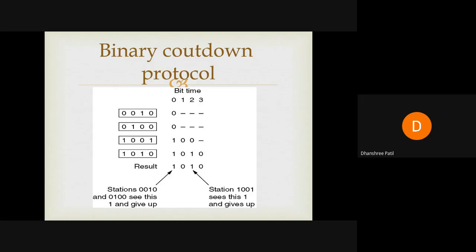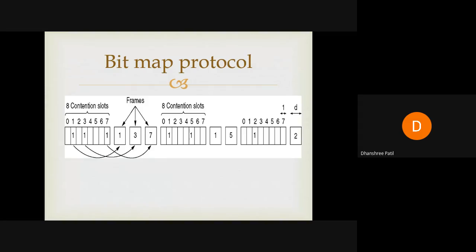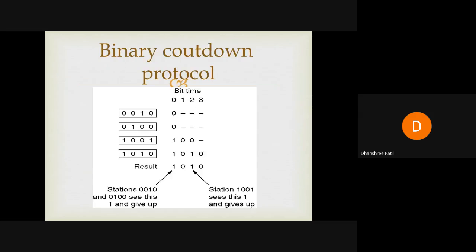There is a very small drawback of the bitmap protocol, and the drawback is that the protocol is working on only one bit at a time, so it will be a quite lengthy process. So for that, the binary countdown protocol is used. Now how does it work?